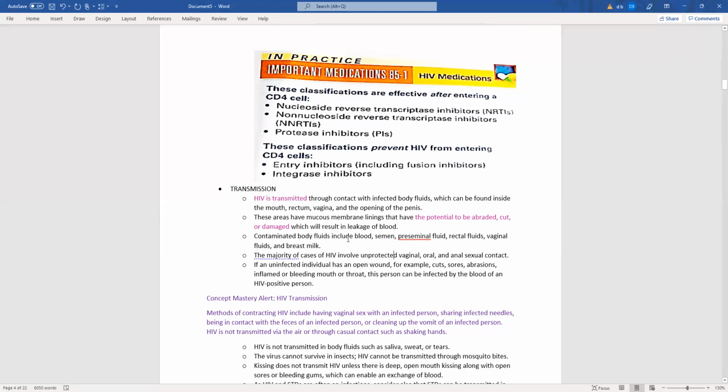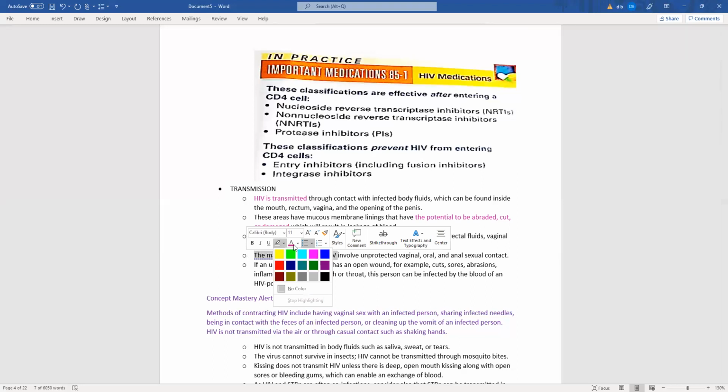Contaminated body fluids include blood, semen, pre-seminal fluids, rectal fluids, vaginal fluids, and breast milk. It's all from the fluids. You need to know what the contaminated fluids are. The majority of cases of HIV involve unprotected vaginal, oral, and anal contact. I'm going to highlight these because you need to know where this comes from. The majority of it comes from having sex, vaginal, oral, or anal.